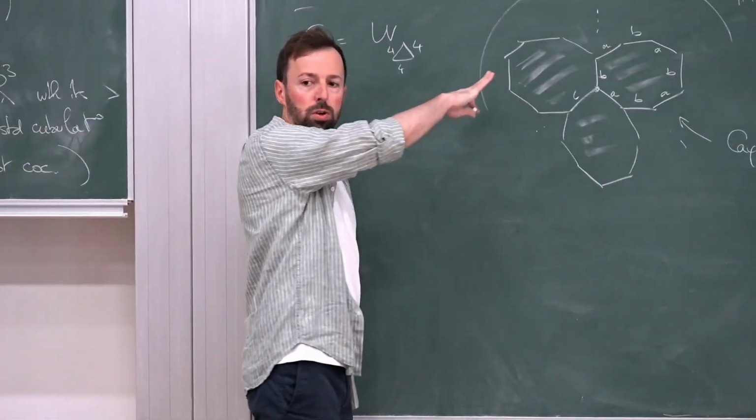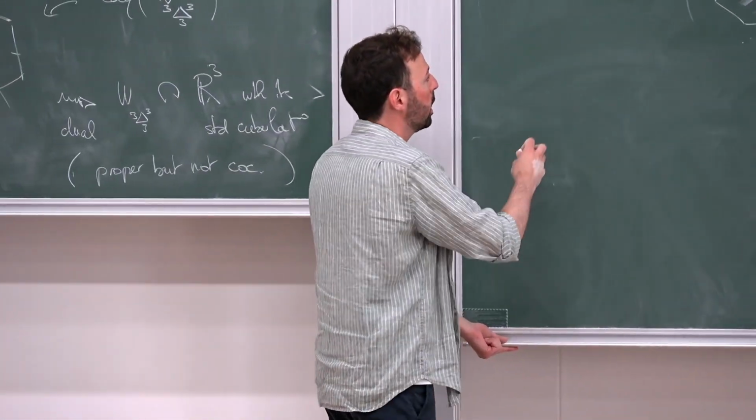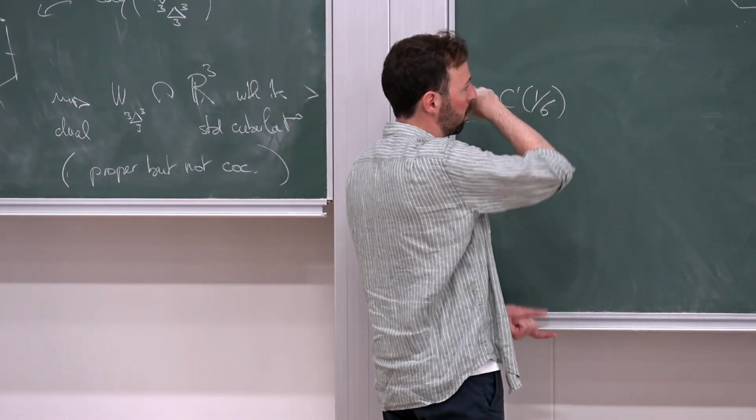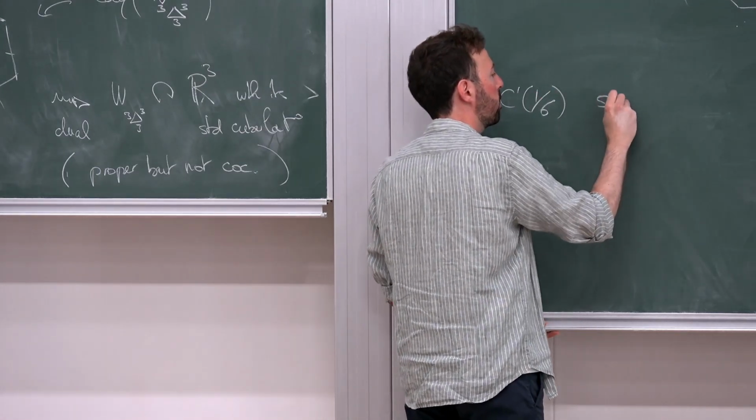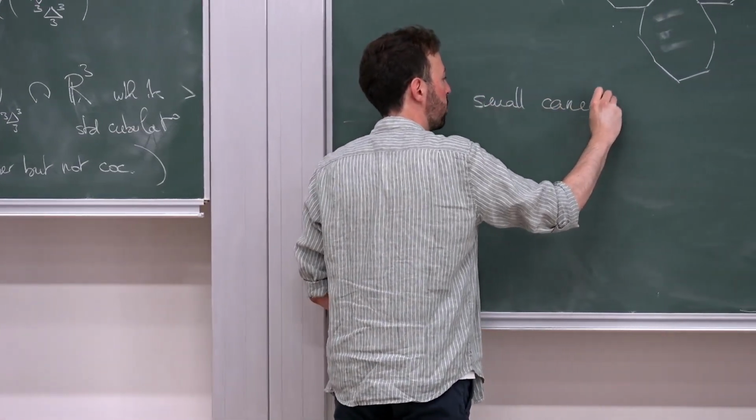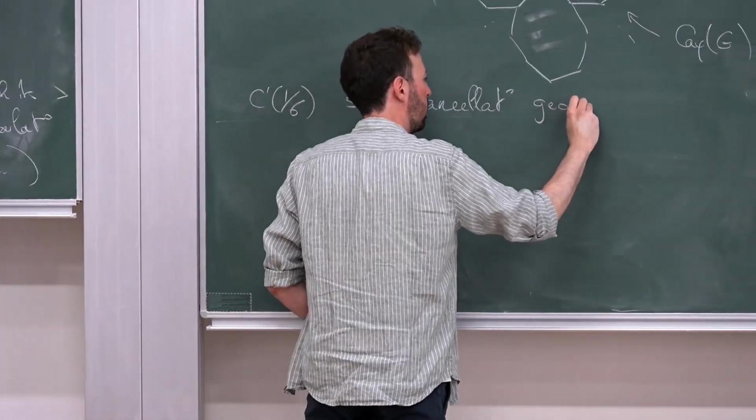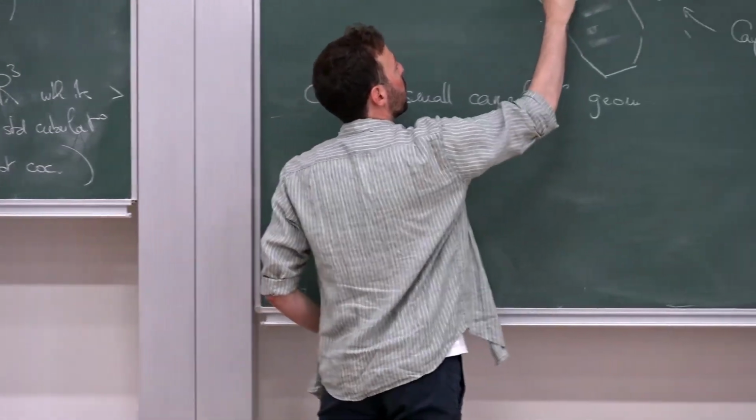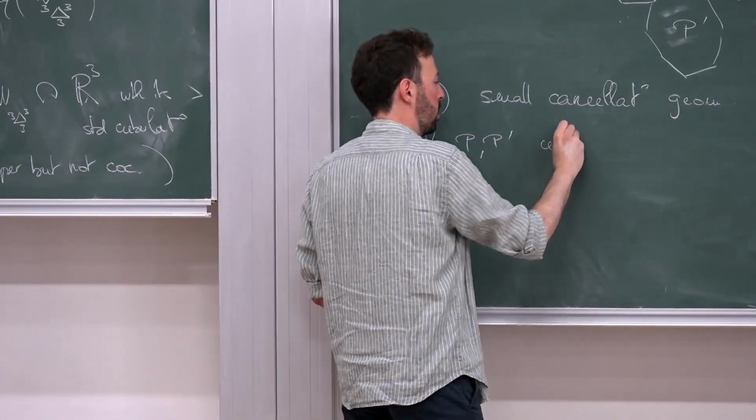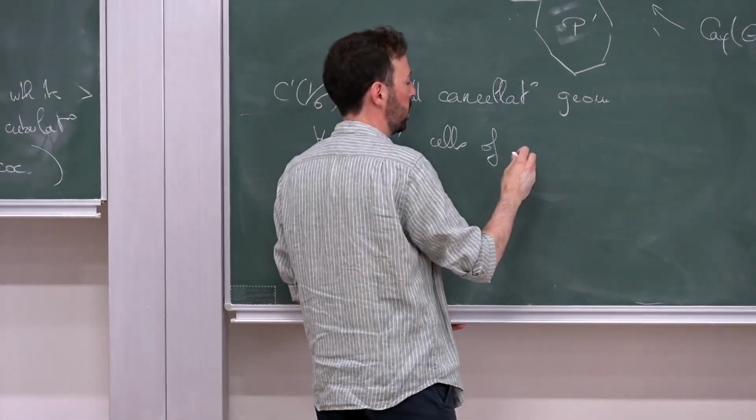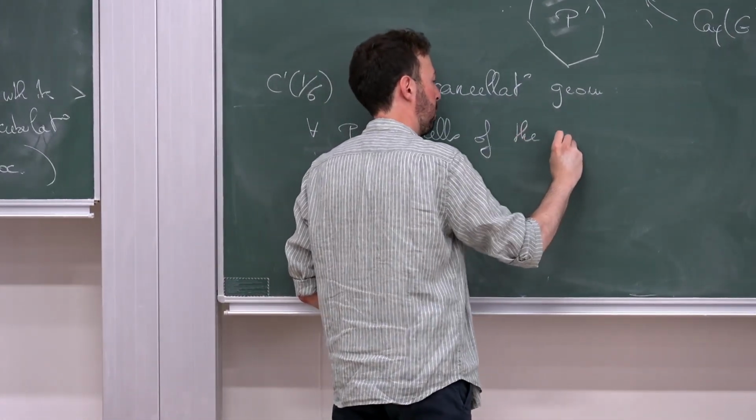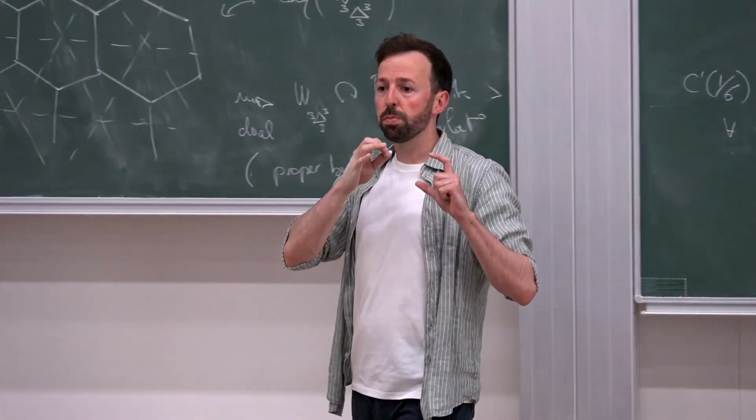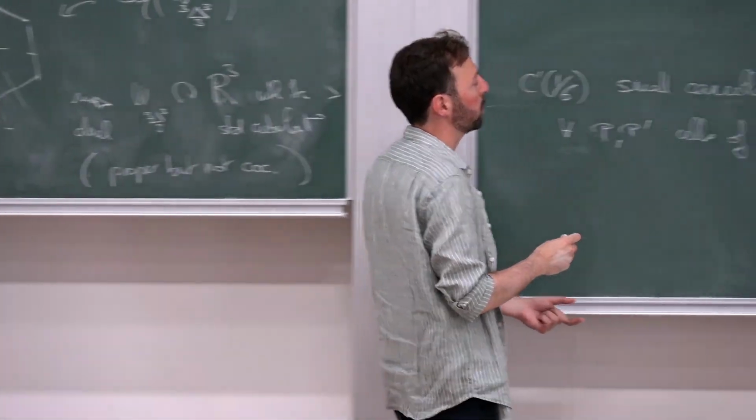So this presentation complex has a particularly nice geometry because it has what's called C prime 1 over 6 small cancellation geometry. I'm not going to define it in a combinatorial way, but it holds in the following sense. For any polygons P and P prime, cells of this presentation complex, these cells are going to have a relatively small overlap. You can see it on that picture.